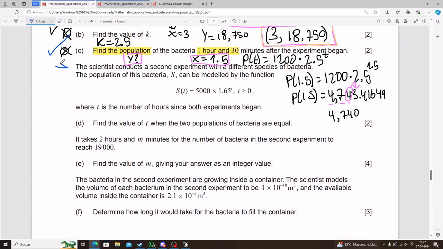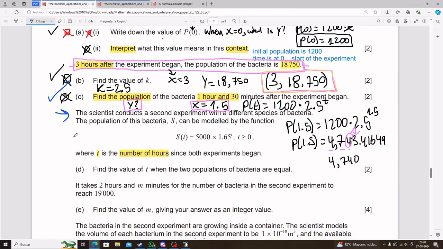we have that. The scientist conducts a second experiment with a different species of bacteria. The population of this bacteria, S, can be modeled by the function blah, blah, blah. So once again, we do have that T is the number of hours since both experiments began. So again, in this context, my X is going to be time. We're talking about the variable T. And that Y, again, is going to be population. Just that in this case, it is the population of the second experiment, so it's going to be S of T.